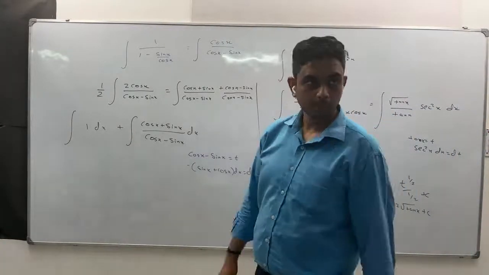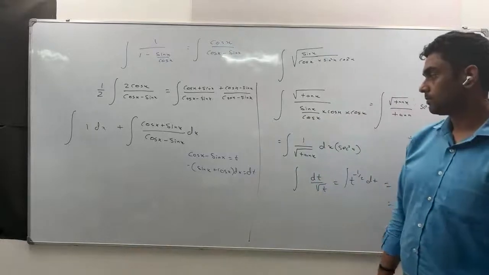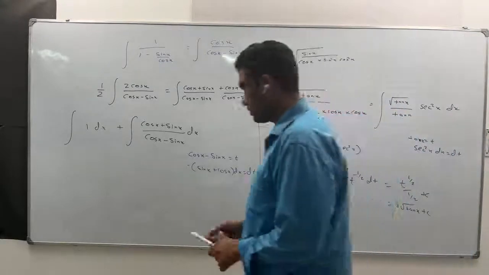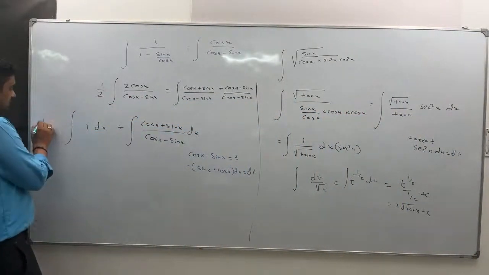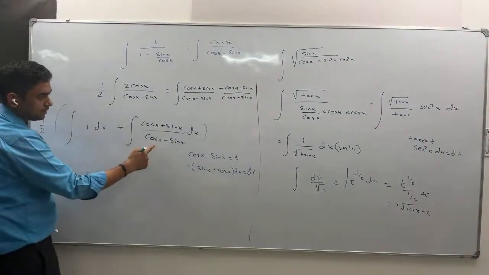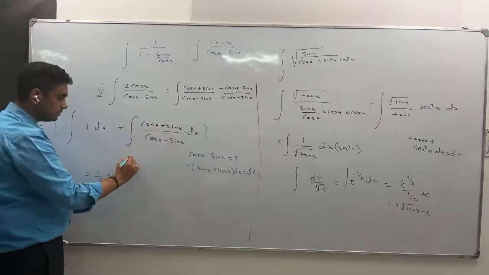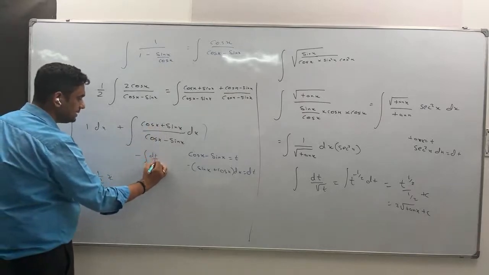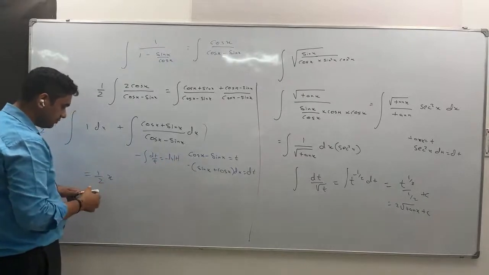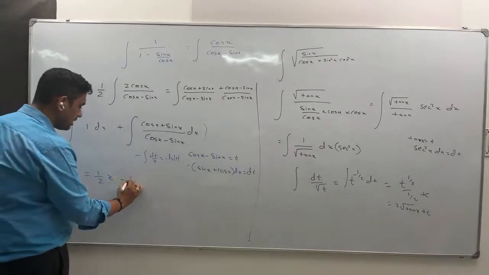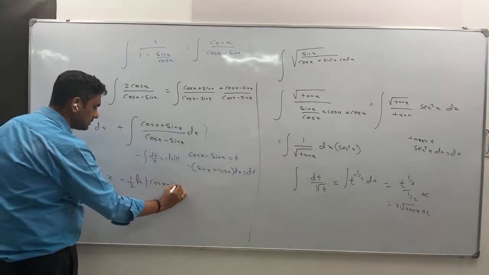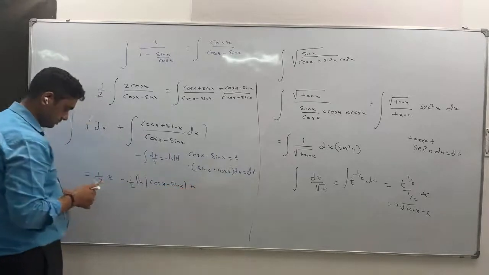So the answer will be x by 2 minus log of (cos x minus sin x) by 2 plus. What will happen when we simplify outside? We have a 1 by 2 in common, so this will come out to be half x. Now this will be t and minus dt. This integral is minus dt by t, which is nothing but minus ln mod t. So we will put back the value of t and we will get minus half ln mod (cos x minus sin x) plus c.